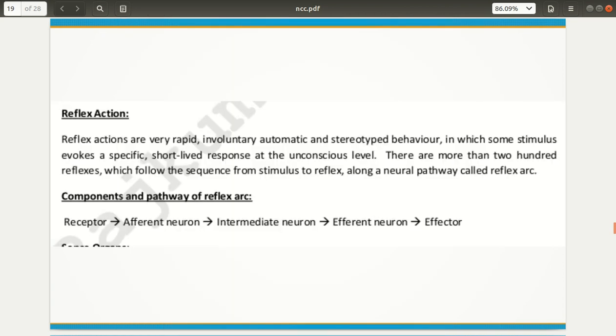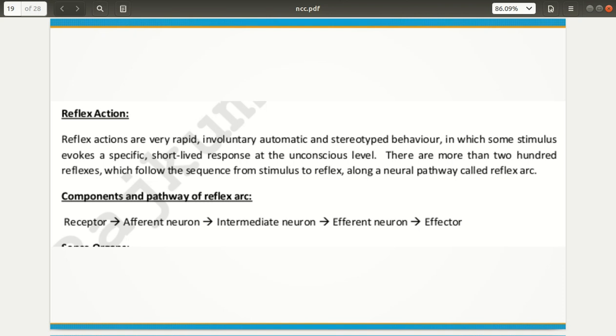So the reflex action, now next we are going to proceed into. The reflex actions are very rapid, involuntary, automatic and stereotyped behavior, in which some stimulus evokes a specific short-lived response at the unconscious level. There are more than 200 reflexes which follow the sequence from stimulus to reflex along the neural pathway, and they are called as reflex arc.